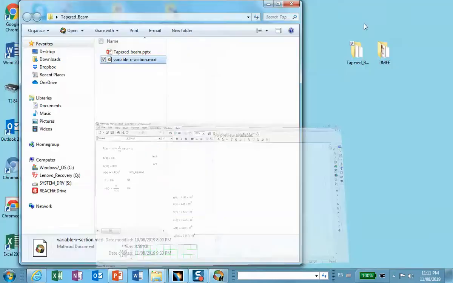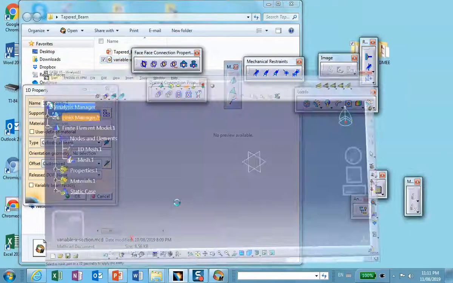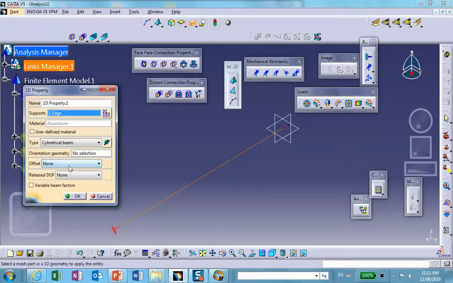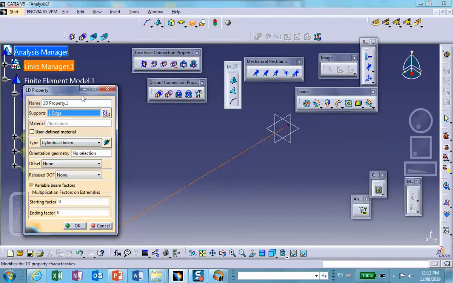There's no offset. The concept of offset was discussed in the previous video segment. There's no orientation point because it is cylindrical. Orientation is irrelevant. But notice that there is this thing called variable beam factor. If you check it, you get two numbers, starting factor and ending factor. In my case, the starting factor is 1, and the ending factor is 3.